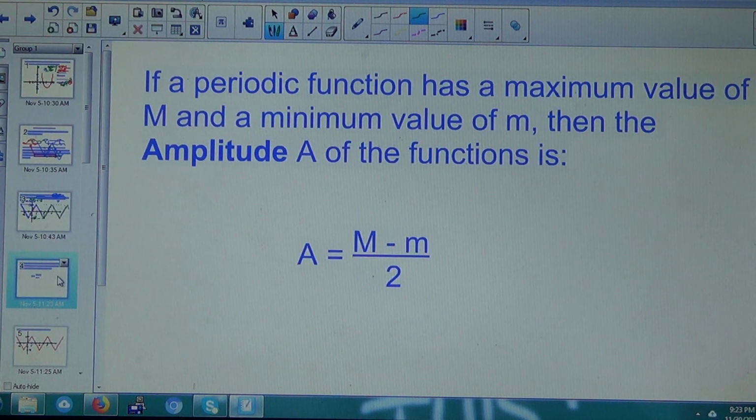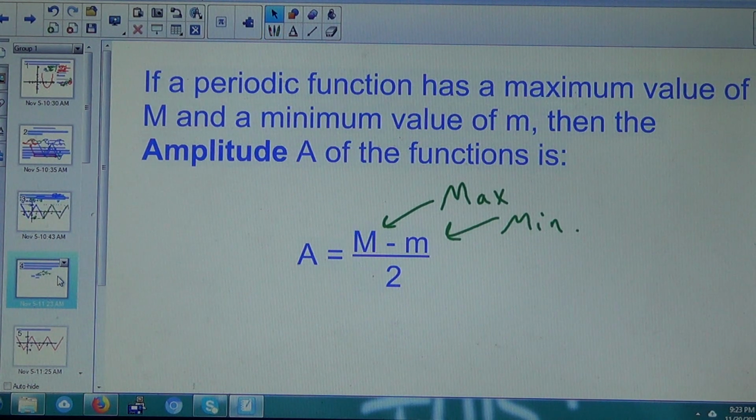Alright, next one. If a periodic function has a maximum value and a minimum value, then the amplitude is this formula. Okay? So what does this formula stand for? Well, this stands for my maximum height, and this stands for my minimum height. Now when you guys think about amplitude, how many of you have ever thought about amps on a guitar or in music? Okay, amplitude, a heartbeat monitor could have amplitude because it's like beep, brrr, beep, and just keeps going up and down. Okay, amplitude is all over. And this is how you find it.